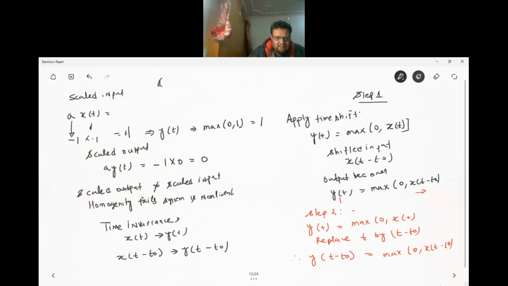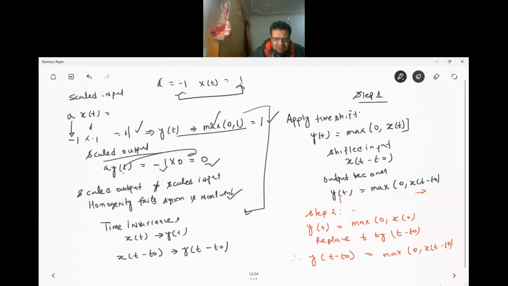Now if you take x of t with a value equal to -1, then -1 into -1 will come as +1, and y of t happens to be max of 0 comma 1, which is 1, for the inputs that I have put. Now the scaled input gives y of t, what is the value you got there? The input value was -1 and the y of t max value was 0. The scaled output is not equal to the scaled input, so homogeneity fails and the system is non-linear.